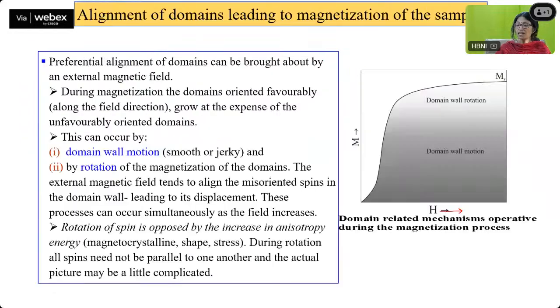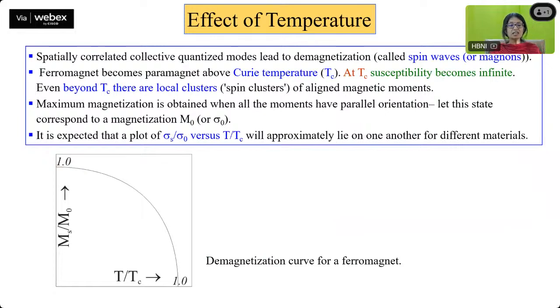That was how your magnetization is increasing with the application of a magnetic field. With different domains, there are two different ways: one is domain wall motion, the other is domain wall rotation. Then with the effect of temperature, we see that spatially correlated collective quantized modes lead to demagnetization. Ferromagnets become paramagnets above the Curie temperature. At this Curie temperature, susceptibility becomes infinite. Even beyond the Curie temperature, there are local clusters or spin clusters of these aligned magnetic moments. Maximum magnetization is obtained when all the moments have parallel orientation.